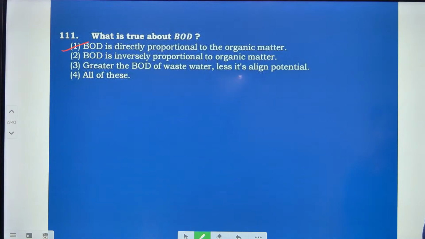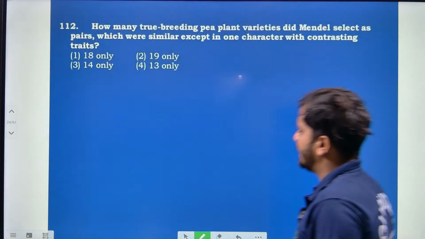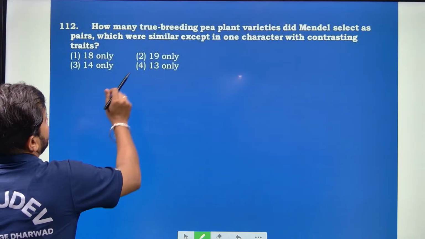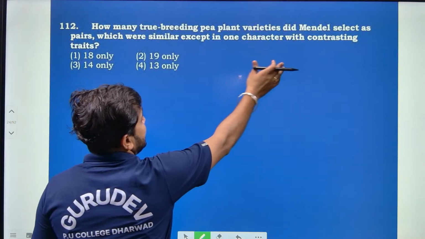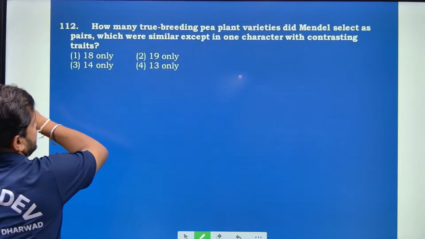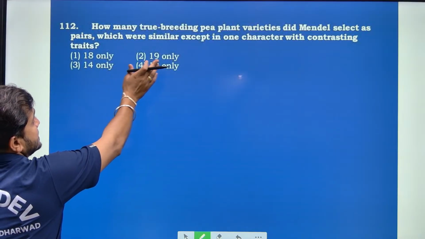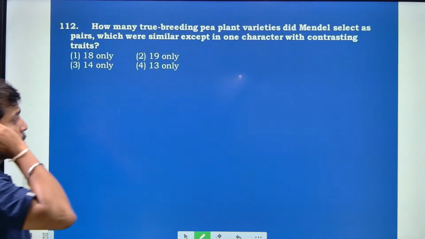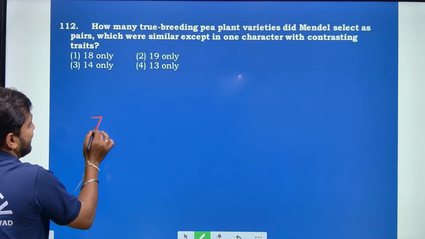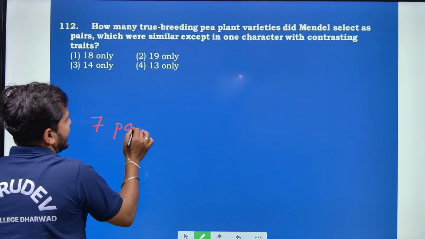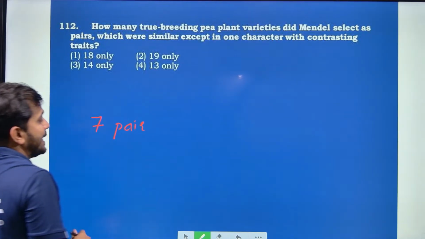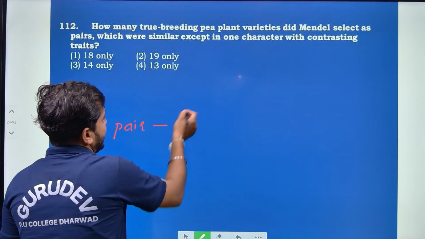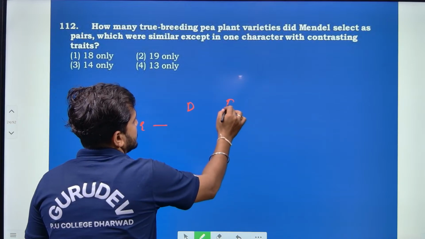Next question, 112th. It is saying: how many true breeding pea plant varieties did Mendel select as pairs, which were similar except in one character with contrasting traits? According to that, what I know is that he chose 7 pairs of contrasting characters. When he chose 7 pairs of contrasting characters, then definitely in each pair one is dominant and one is recessive.